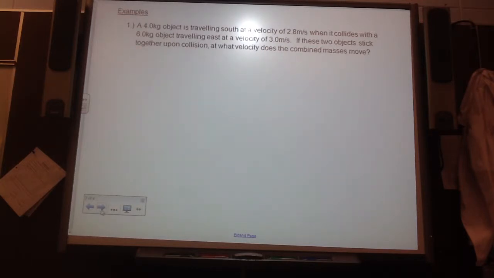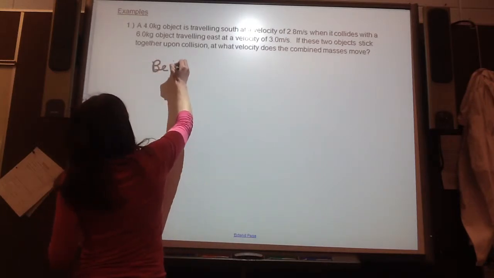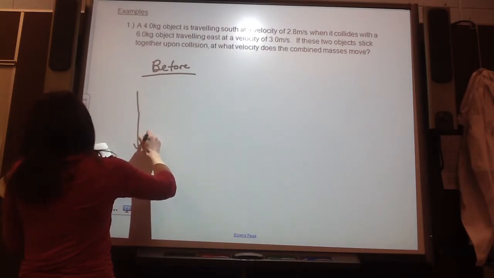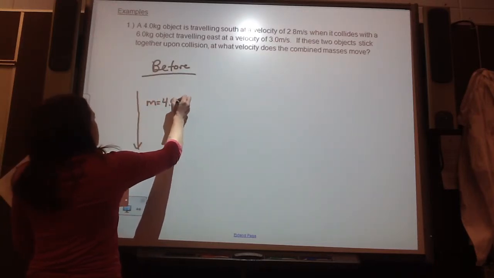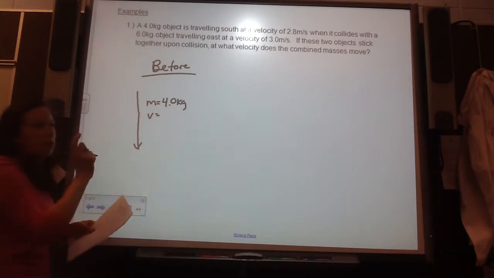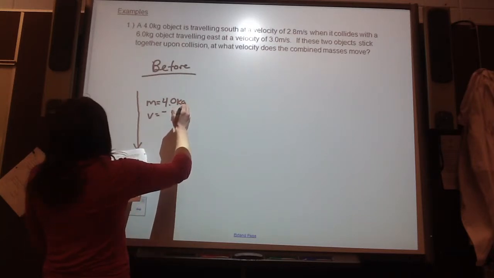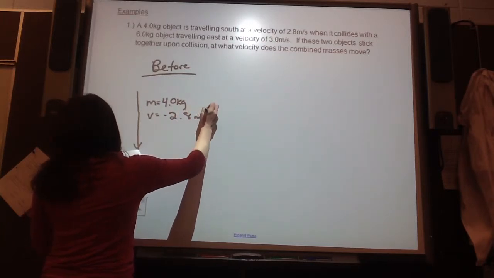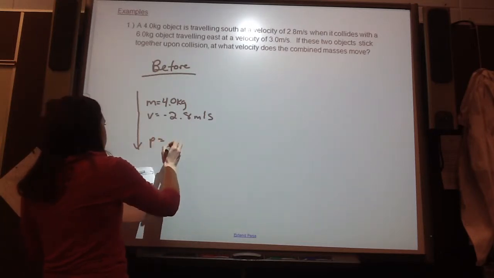So just as our other collision questions, you have to write out your before and after. So my one object's traveling south. It has a mass of 4 kilograms. And since it's going south, you need to set that V equal to negative, right? Negative. Then you can solve for P.